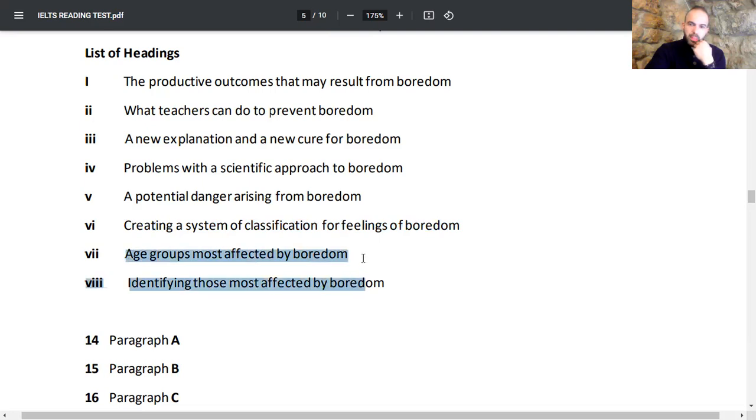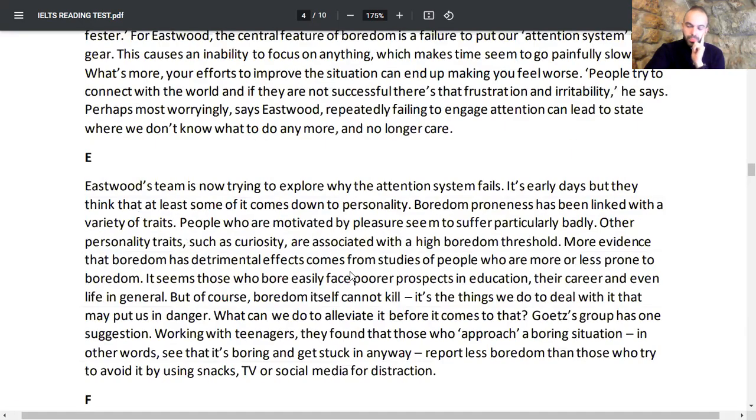Age groups most affected by boredom. So they are maybe highlighting or emphasizing some age groups which are most affected by boredom. So you have to find out which paragraph matches with this heading. Identifying or finding out those most affected by boredom. So one of the paragraphs is talking about identifying the people who are most affected by boredom. Okay, so that's what you have to do as a first step. You need to understand all the headings very well, underline the keywords, and try to read them in your first language. Now, you have to go to the text.